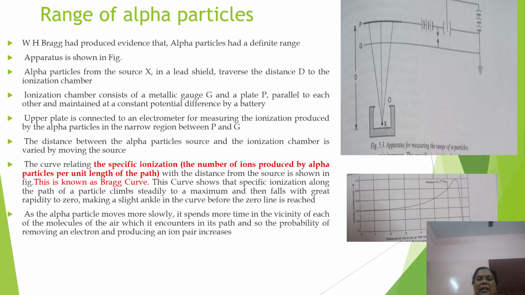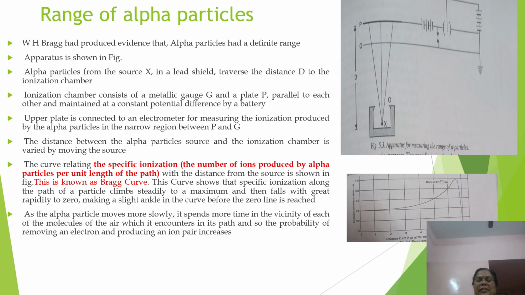G is the metallic gauge and P is a plate parallel to it, maintaining some potential difference called V. The upper plate is connected to the electrometer for measuring the ionization produced by the alpha particle within the narrow region between P and G. Then the distance between the alpha particle source and the ionization chamber is varied by moving the source.